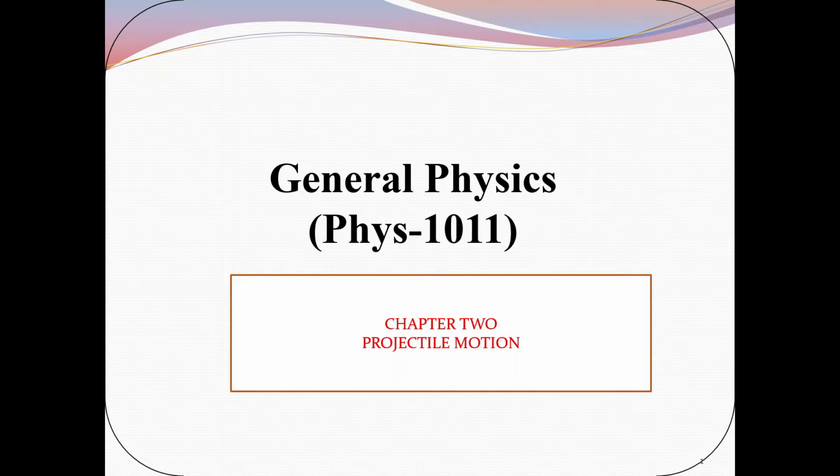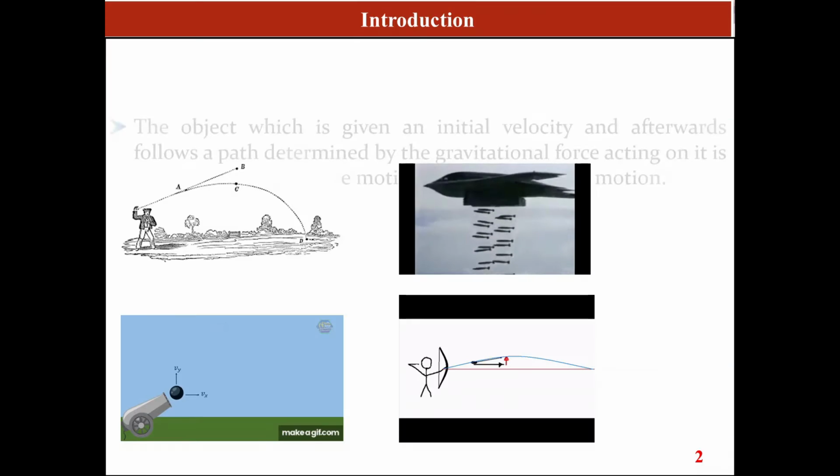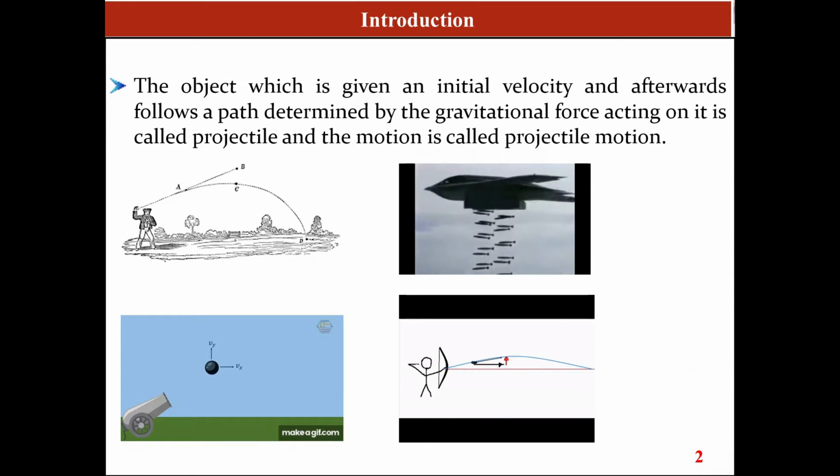Okay, chapter 2, projectile motion. This part only, and projectile motion only. To start with, an object which is given an initial velocity and afterwards follows a path determined by the gravitational force acting on it is called a projectile. And the motion is called projectile motion.